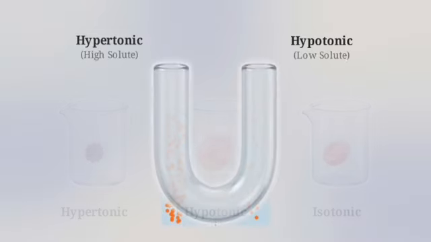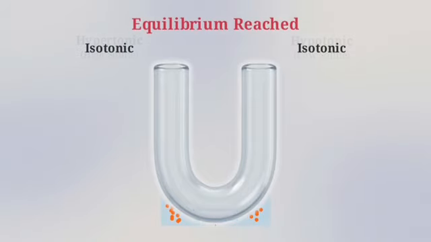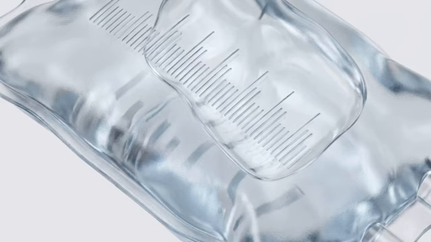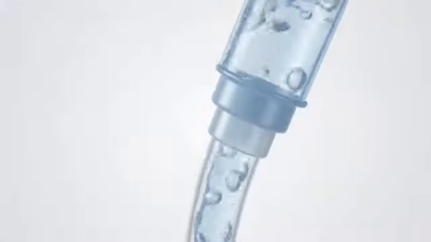Tonicity gradients create an osmotic pull. Water is physically forced to move across the membranes toward the higher concentration of solutes until equilibrium is reached across the entire system. The specific tonic nature of an intravenous fluid acts as its targeting mechanism. It predicts exactly how a full liter of fluid will safely distribute once it leaves the IV line.